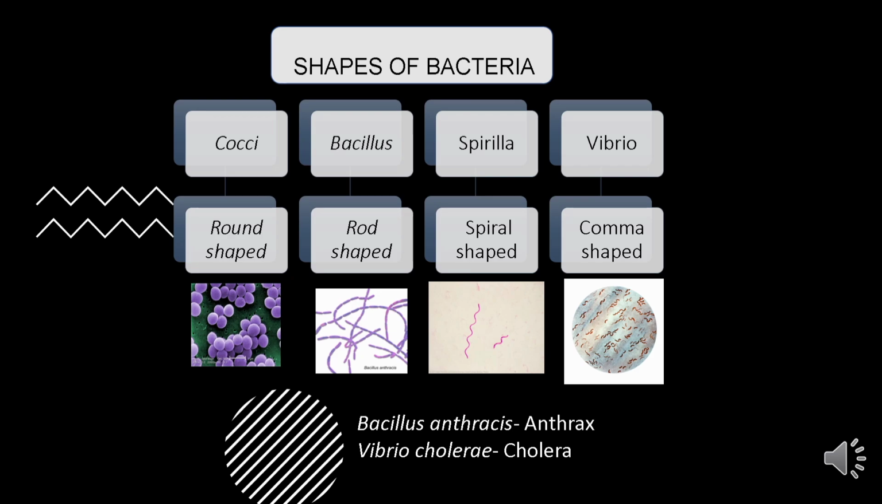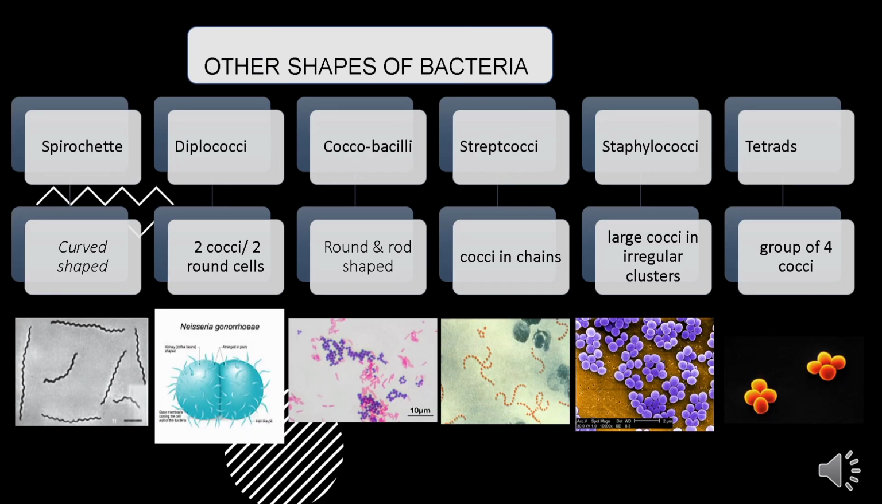Other than these, we have spirochete, which are curved cells. Diplococci, diplo means two, and cocci of course means round. So diplococci are basically two cocci cells or two round cells. Cocobacilli, mixture of both rod and round shaped cells. Streptococci, cocci in chains. Staphylococci, large cocci in irregular clusters. Tetrads, tetra means four, so it is the group of four cocci.